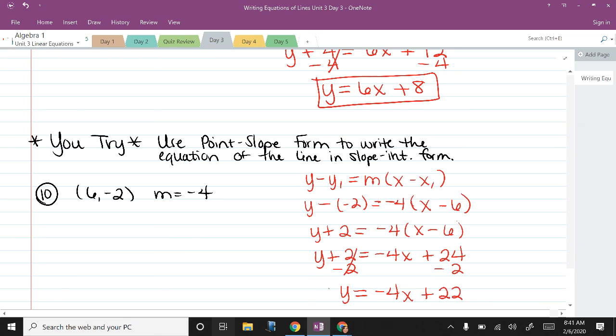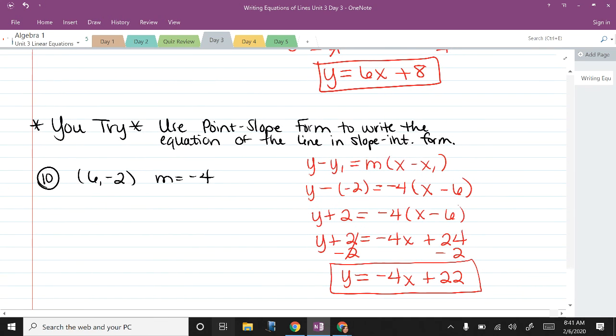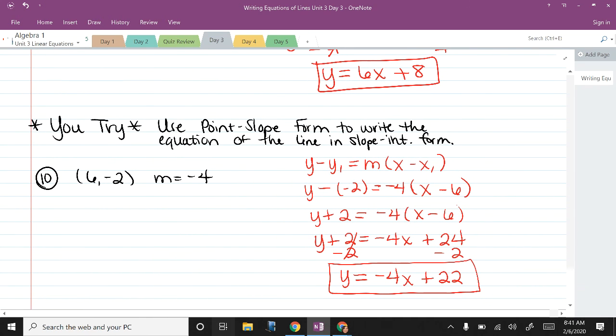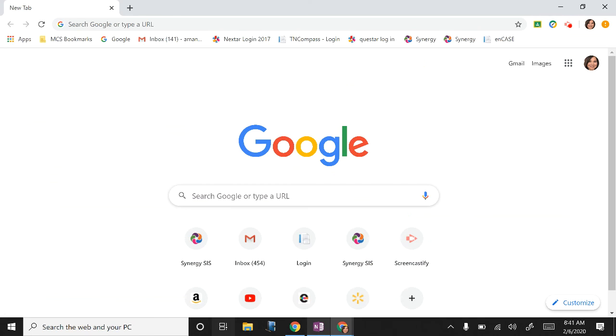Aren't y'all glad we didn't graph that one? That's a nice big y-intercept. Raise your hand if you got that for your equation in slope-intercept form. Are there any questions? Okay, so I'm going to stop notes, but I do want to review something real quick.